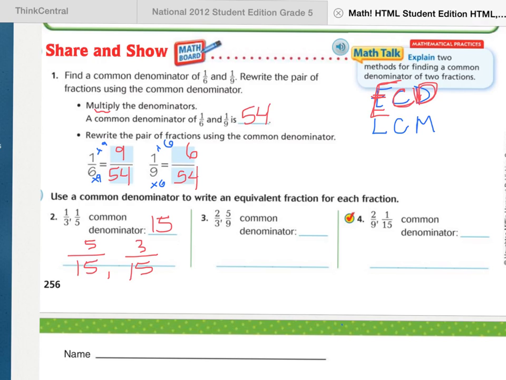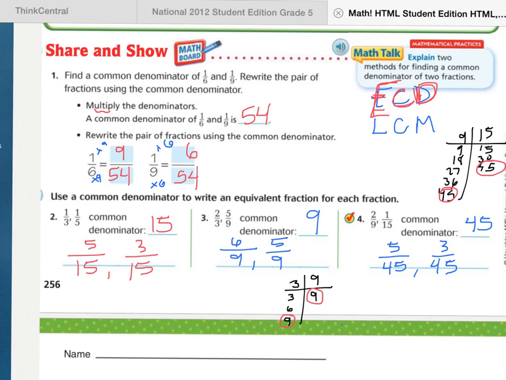Number 2 is the ECD, the easiest one, multiplying 3 times 5. It also is essentially the lowest common multiple. Number 3, the common denominator is 9, and I could easily see that because I knew that 3 went into 9, so I didn't even need to do my factor tree, but that's what it would look like. If I had done the easiest one with multiplying, it would have been 27.